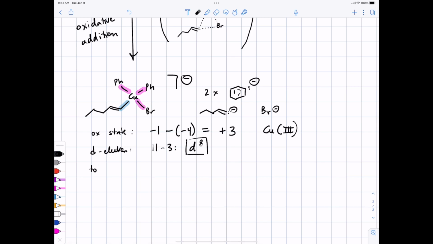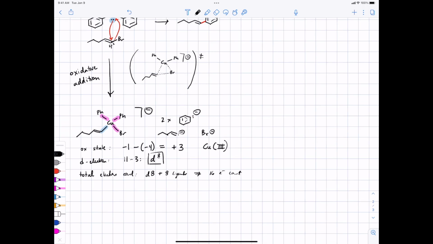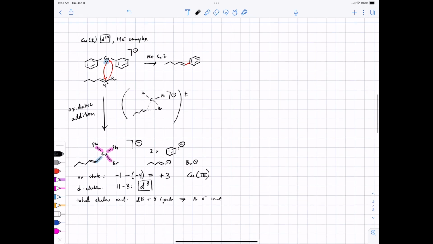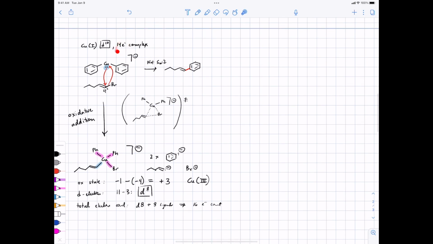Overall, total electron count, you've got 8 from copper, and then you have 2, 4, 6, 8 from the ligands. So that's a 16 electron count. All right. And that sort of confirms that, yes, indeed, there was space around the metal for this kind of oxidative addition step, because we're still below our limit of 18.